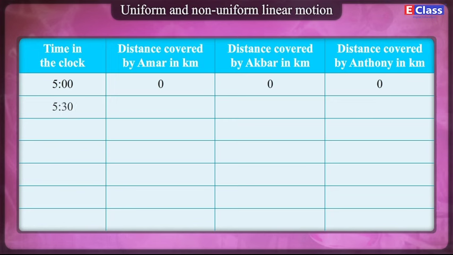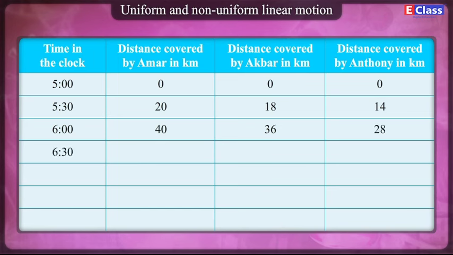Time in the clock 5:30. Distance covered by Amar in kilometers 20. Distance covered by Akbar in kilometers 18. Distance covered by Anthony in kilometers 14. Time in the clock 6. Distance covered by Amar in kilometers 40. Distance covered by Akbar in kilometers 36. Distance covered by Anthony in kilometers 28.